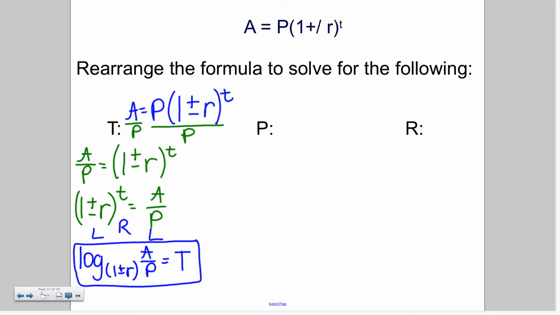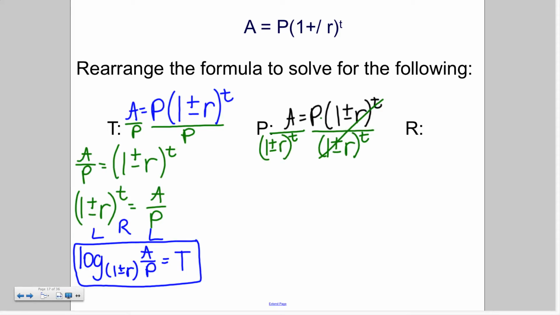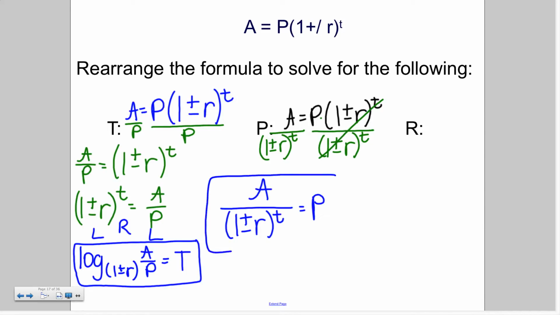Next, we have P. So A is equal to P times (1 plus or minus r) to the t. All right, we know that these are being multiplied. In order to get rid of it, we're going to do the opposite. So divide by (1 plus or minus r) to the t, and that's going to cancel this whole thing out. Do it to one side, you have to do it to the other. So that's going to leave us with A over (1 plus or minus r) to the t is equal to P. And we were wanting to solve for P, so there we go.